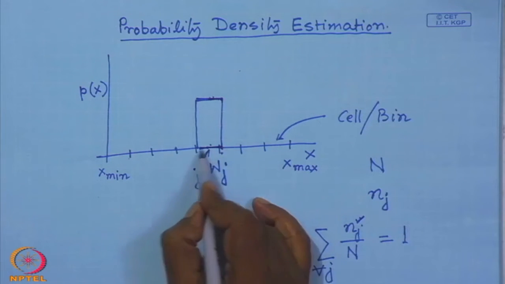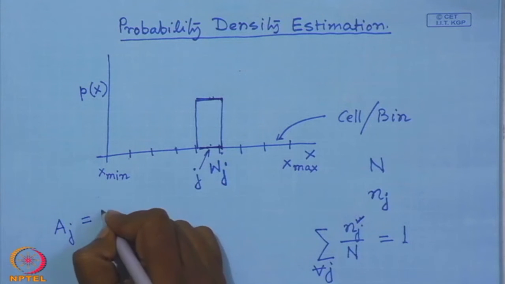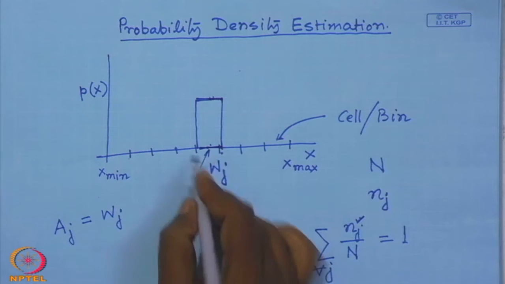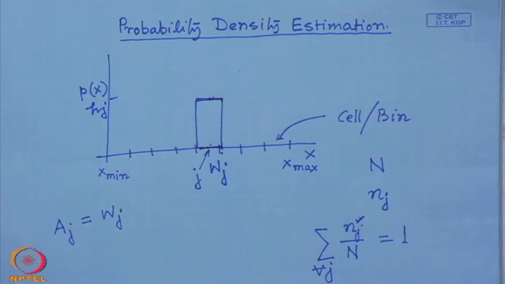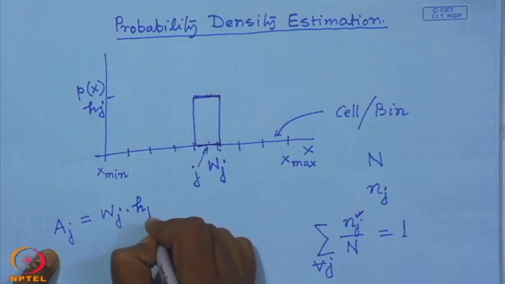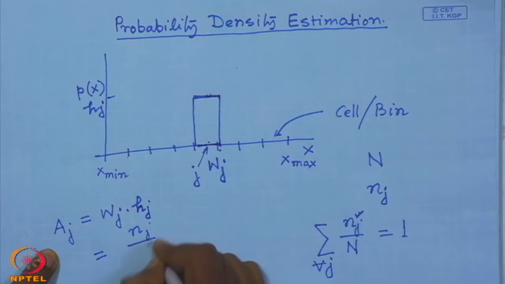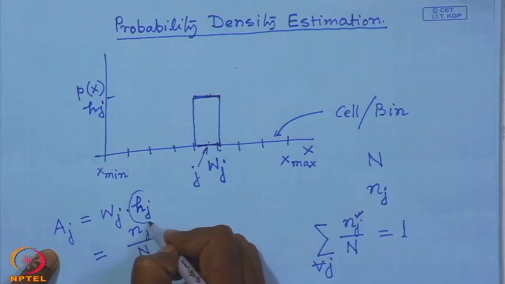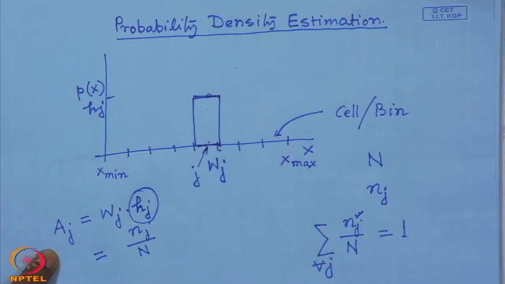So, the area of this jth bin, if I call it A j, has to be equal to w j, which is the width of the jth bin, times h j, which is the estimated probability density function so far as this jth bin is concerned. So, this area A j has to be equal to w j times h j, which is nothing but n j by capital N. So, from this I can have the value of h j, which is nothing but the estimate of the probability density so far as this jth bin is concerned.